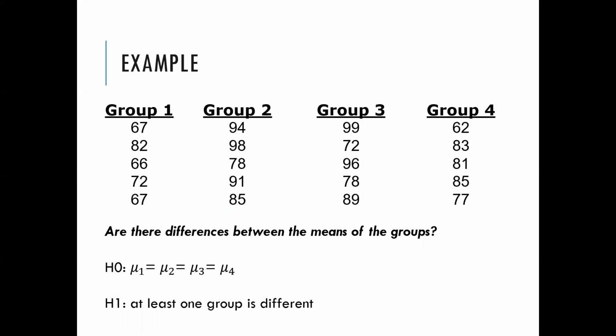So here's an example. Let's say we have 4 groups. So group is our factor: group 1, group 2, group 3, and group 4. And within each group, we have these measures. So we have 5 individuals in group 1, group 2, group 3, and group 4. And we want to know if there are differences between the means of the groups. So our null hypothesis would just be that all of the population means are equal. In this case, we have 4 groups, so it goes from mu1 through mu4. And then our alternative hypothesis is that at least one group is different.